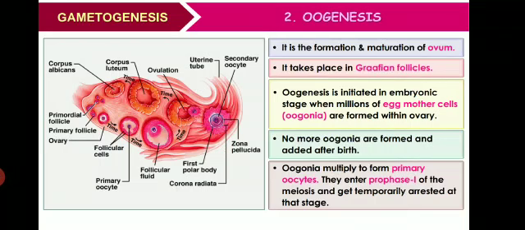Oogenesis is initiated in the embryonic stage when millions of egg mother cells, oogonia, are formed. Oogonia is the egg mother cell, spermatogonia is the sperm mother cell. Okay, the germ cell we call oogonia is an egg mother cell formed within the ovary. No more oogonia are formed and added after birth. Oogonia multiply to form primary oocytes. They enter into prophase 1 of meiosis and get temporarily arrested at that stage.